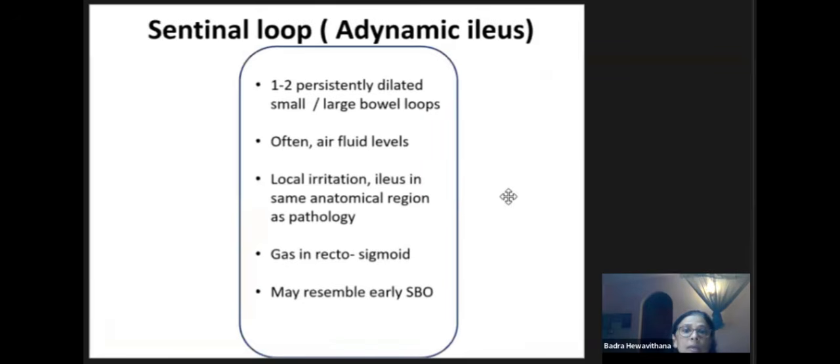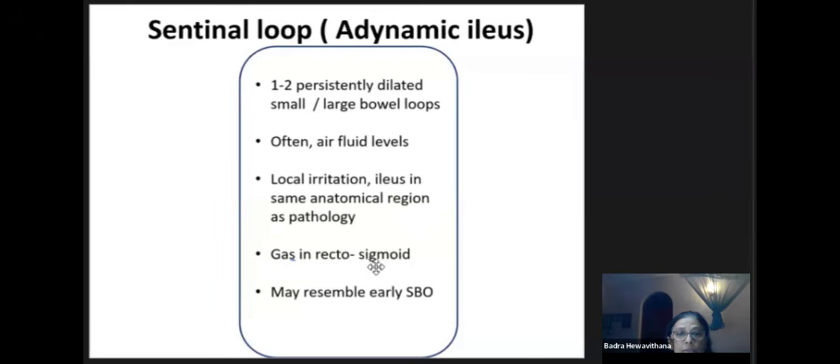So this is another dilemma, another problem we come across in patients with abdominal pain: sentinel loop or adynamic ileus. The word is self-explanatory. What do we see on the X-ray? One or two persistently dilated small or large bowel loops, can be either of them. Often you may see air-fluid levels. Why do we get it? Due to local irritation, ileus in the same anatomical region as the pathology. It may be appendicitis, pancreatitis, cholecystitis, whatever. So local irritation gives you the ileus.